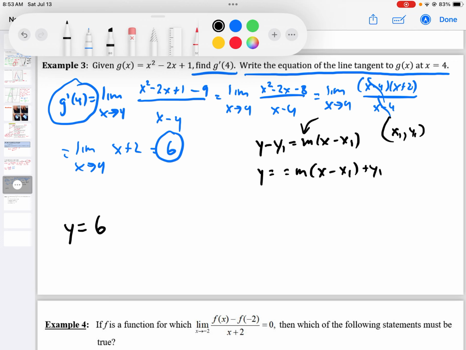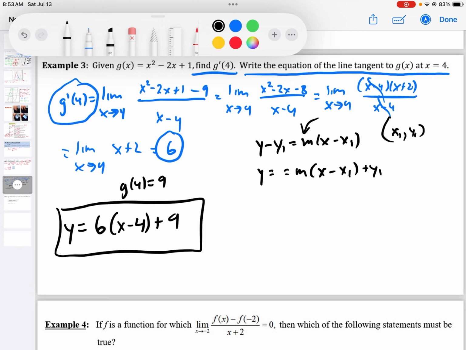All right, so the slope of our tangent line is y equals m, that's the slope that we just found, g prime of 4, right? Times x minus x1. Well, we need the point at 4. We needed to know what is the point of the g function when x is 4. We found that, right? g of 4 was equal to 9. So it's going to be x minus 4 plus 9. And there it is, using that point slope form.